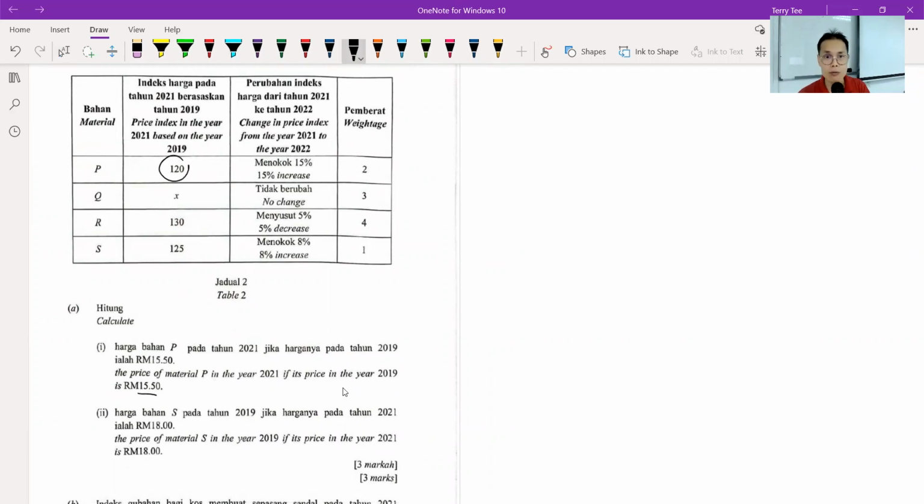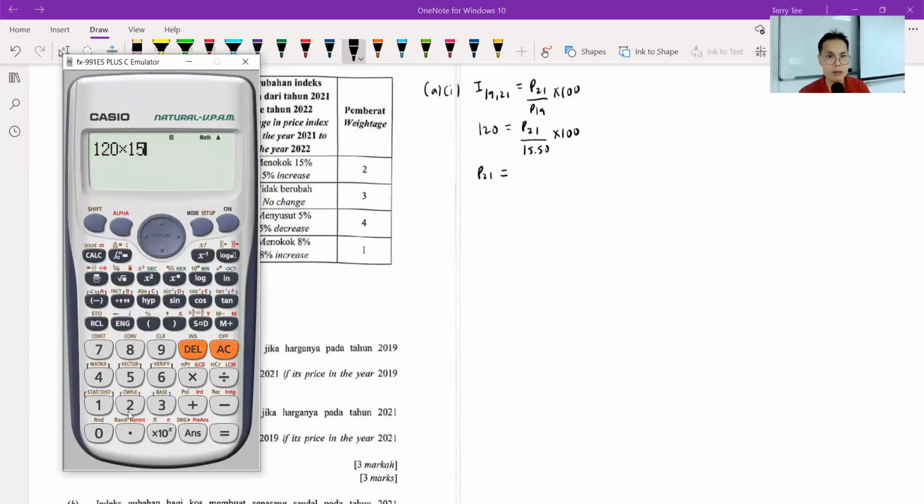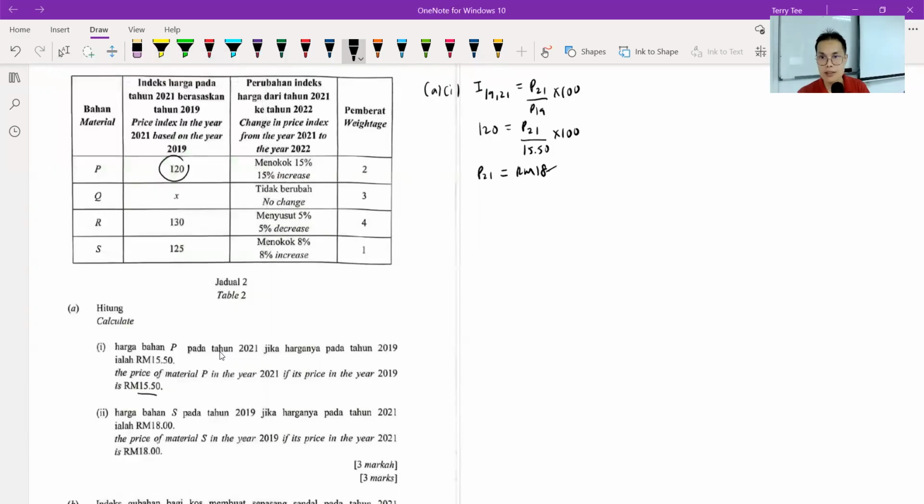Material P has an index of 120. So we can use the formula for index number, which is price of 2021 divided by price of 2019 times 100. 19 is the base year, 21 is the current year. Very, very simple formula. The index is 120. The price in 2021, we don't know. Price in 2019 is 15 ringgit 50 cent. So your P21 would be 120 times 15.5 divided by 100. So my price in this case is 18 ringgit and 60 cent.